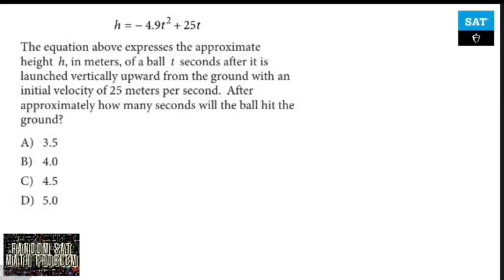The equation above expresses the approximate height in meters of a ball t seconds after it is launched vertically upward from the ground with an initial velocity of 25 meters per second. All right, so when I see this, I see a polynomial with a degree of 2. So this is a quadratic. When a quadratic is graphed, it creates a U shape, a parabola. Whatever the first term is in a quadratic is going to determine the direction of the parabola. This is negative, which means when I graph this, this happens.